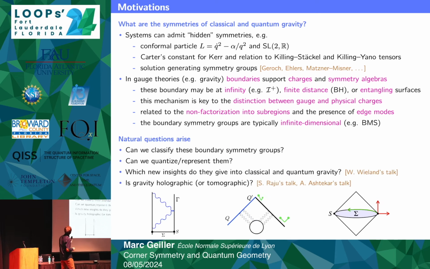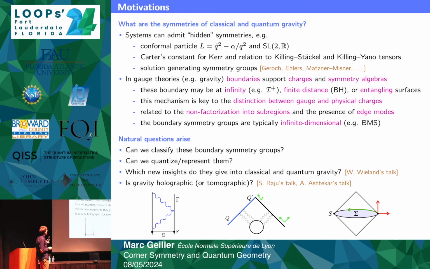So given this, very natural questions arise. The first question is, can we get a handle on these symmetry groups? Can we classify them and understand how they appear? Can we quantize them? Can we represent them? And what does this tell us about classical and quantum gravity? So I referred to Wolfgang's talk on Friday. It will give some insights on quantum gravity from the symmetry point of view.